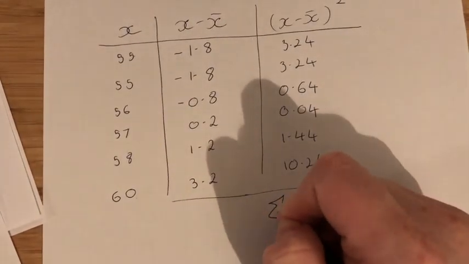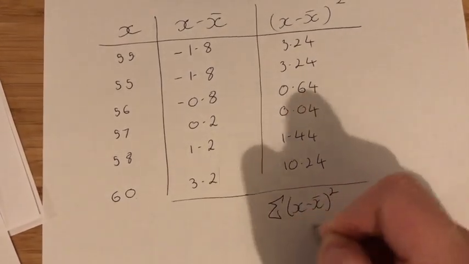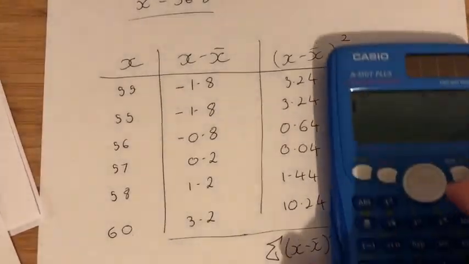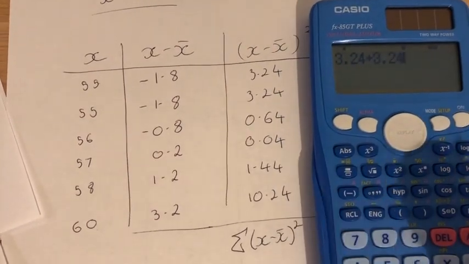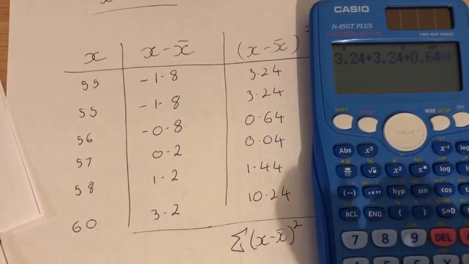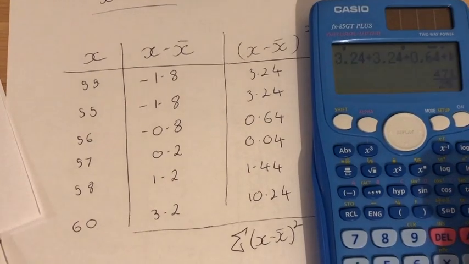Now we need to sum all of these up so that we've got the sum of x minus the mean all squared, which equals, so we have 3.24... 18.84.